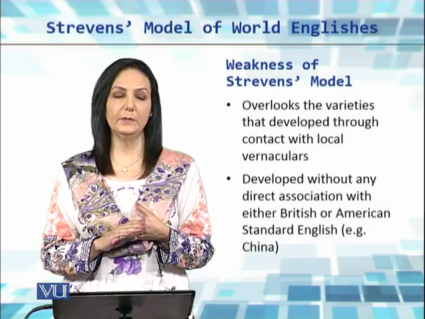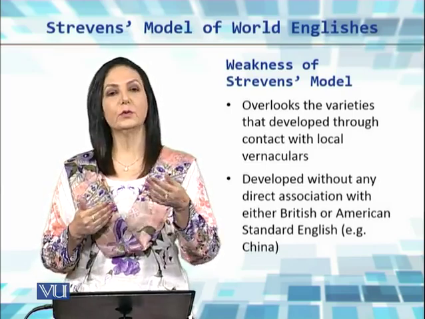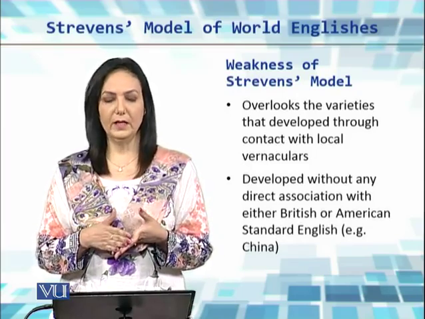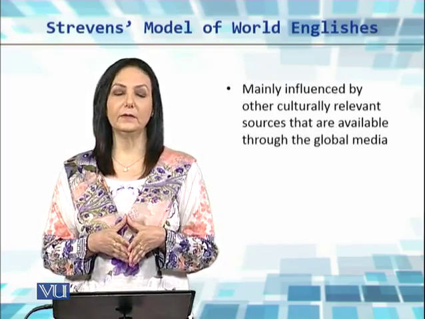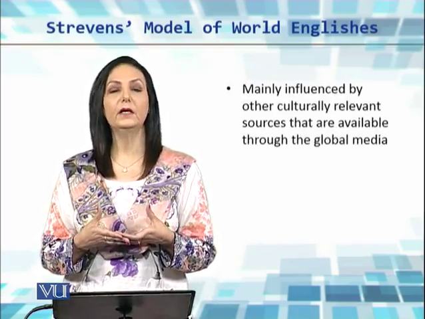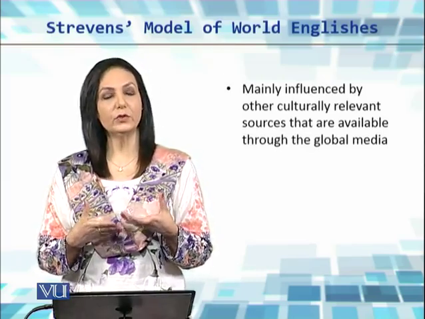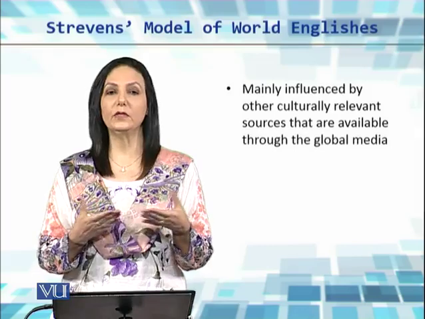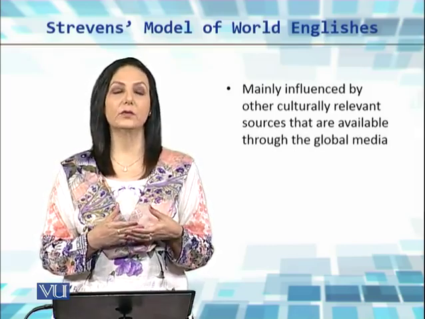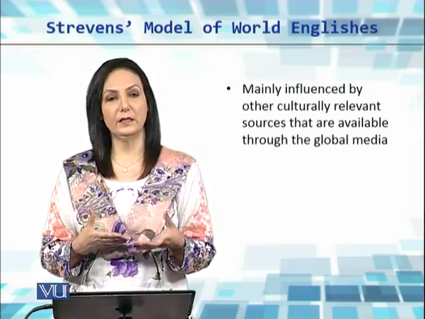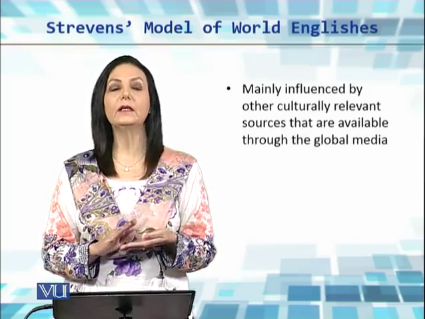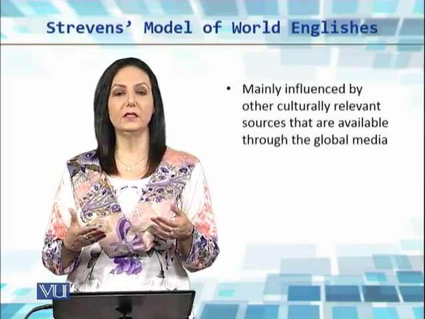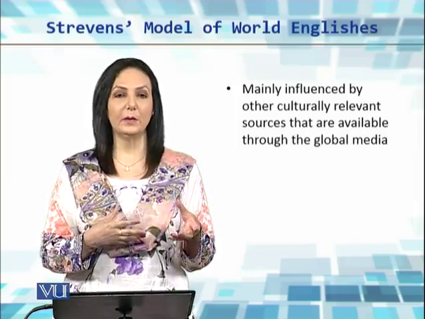In China, English has developed not with the help of a direct association with any of the major varieties of English, but it has developed because of other reasons. One is the use of media by Chinese people, the availability of English to Chinese people through media. For example, people who can afford can read books in English, can watch English movies, have access to channels which broadcast in English, etc. So Stevens' model completely overlooks the varieties which have emerged not as a result of the direct association with one of these varieties, but as a result of contact with the language through other means.